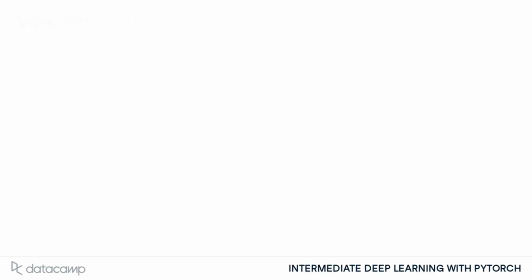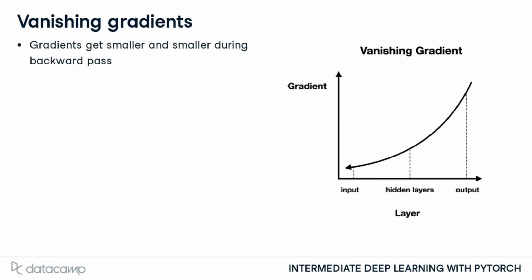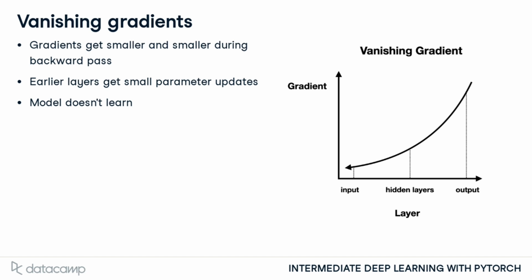Welcome back. Neural networks often suffer from gradient instability during training. Sometimes the gradients get smaller during the backward pass. This is known as vanishing gradients. As a result, earlier layers receive hardly any parameter updates and the model doesn't learn.